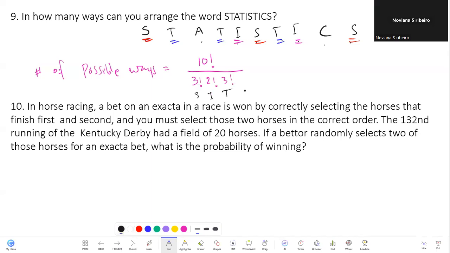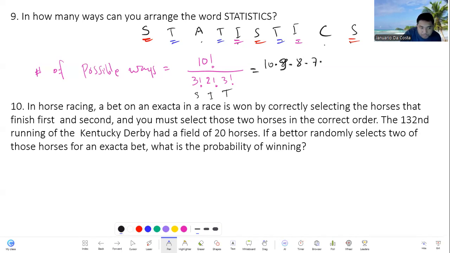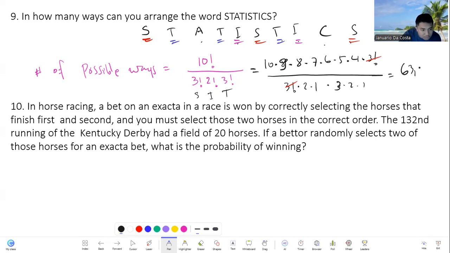Okay. So now that you have that, how many ways can you arrange this? It's just simply 10 times 9 times 8 times 7 times 6 times 5 times 4 times 3 factorial over 3 factorial times 2 times 1 times 3 times 2 times 1. Then you simply cancel 3 factorial out. If you compute this in a calculator, you will get about 63,000 different ways.